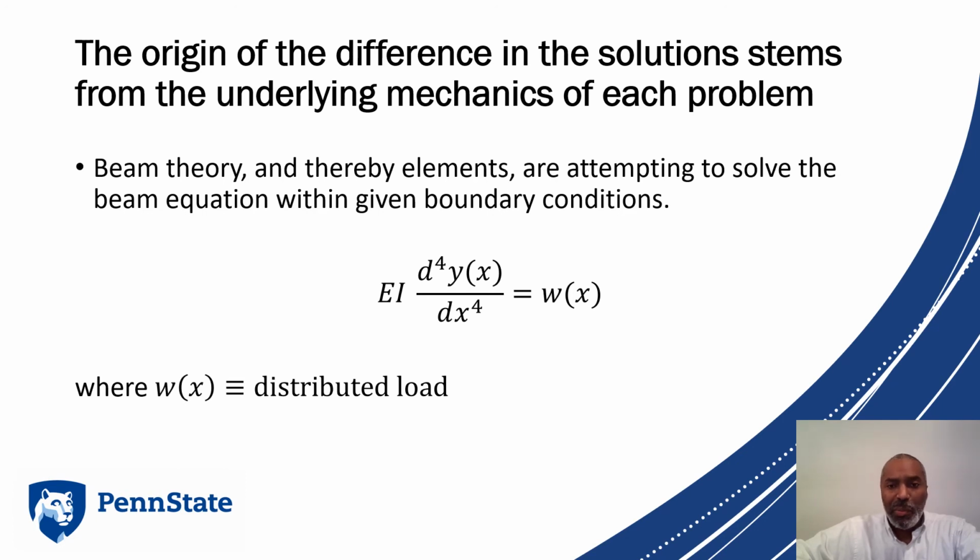The difference in the solutions between solid mechanics and beam problems can boil down to how we look at and understand the underlying physics of each problem. Beam theory, and thereby beam elements, are attempting to solve the beam equation with given boundary conditions. That equation is given by EI, where E is our modulus and I is our moment of inertia, times the fourth derivative of y, our displacement, with respect to x, and that's equal to w of x, which here is our distributed load. We solve this fourth order equation with respect to our boundary conditions, and that gives us the solution to our beam.